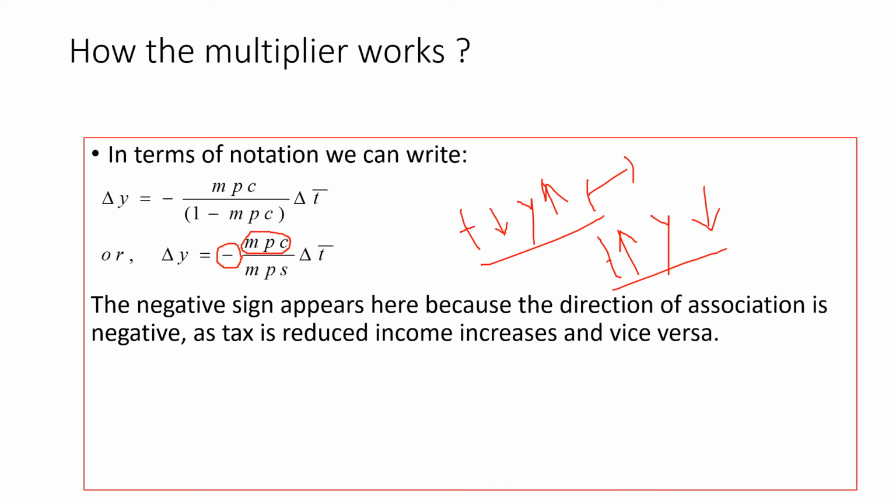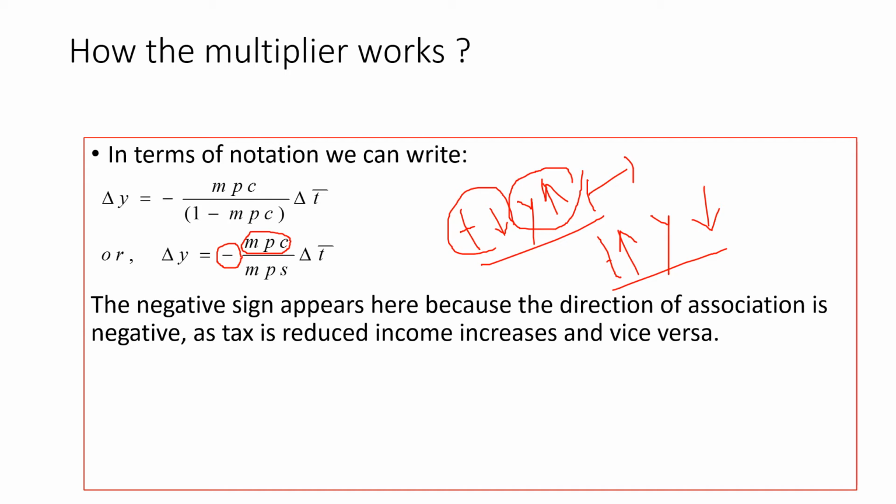The negative sign is just because the working of the multiplier is in the inverse direction. Because a tax cut is basically going to increase your disposable income, and that's going to increase consumption initially, and then that's going to increase aggregate demand, and so income. So the relationship is inverse because it works in the opposite direction.